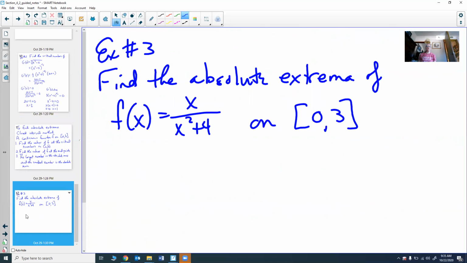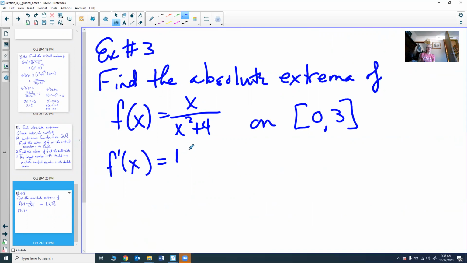So let's find the absolute extrema for f(x) = x/(x² + 4) on the closed interval from 0 to 3. So again, first thing I need to do is find these critical numbers, so I need to find the derivative. You can use the quotient rule. You can make this into negative exponents and use the product rule. Anything you want is fine, just find the derivative. I'm going to go ahead and use the quotient rule.